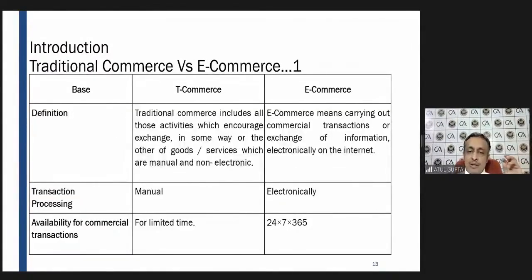Definition, we know. The next very important aspect is availability. E-commerce is available 24/7/365, and traditional commerce is available for limited time. In fact, COVID, Corona has made it a very tough time for traditional commerce merchants, other than grocery. These are difficult times for everyone, and COVID has increased the intensity because of lockdown.